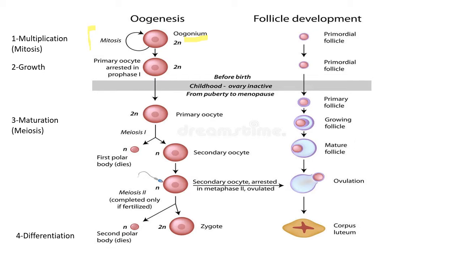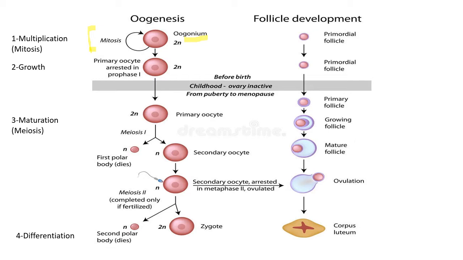This is the multiplication phase, or mitosis, and we have here the oogonium undergoing several mitotic divisions in order to give about 700 million oogonia. It means in order to increase in number. So this oogonium undergoes mitosis to increase in number. This is the first phase of oogenesis, called multiplication or mitosis. This phase occurs during the fetal life of the female, when the female is a fetus.